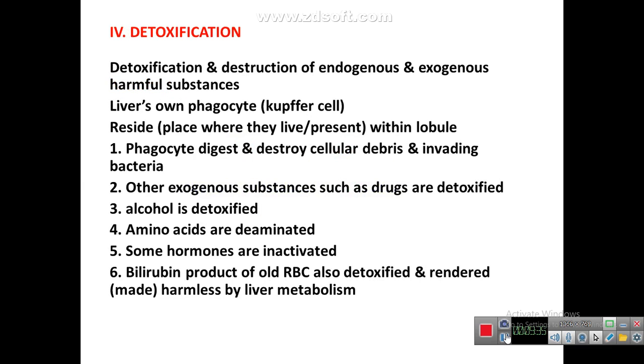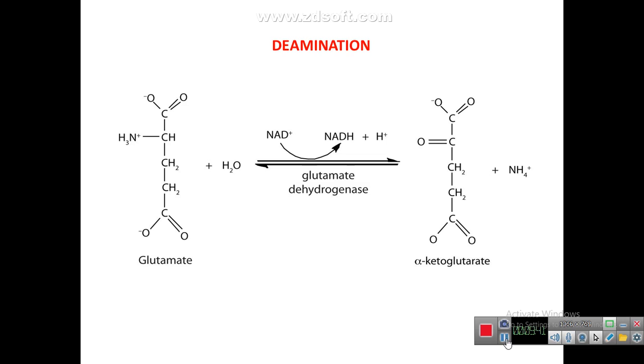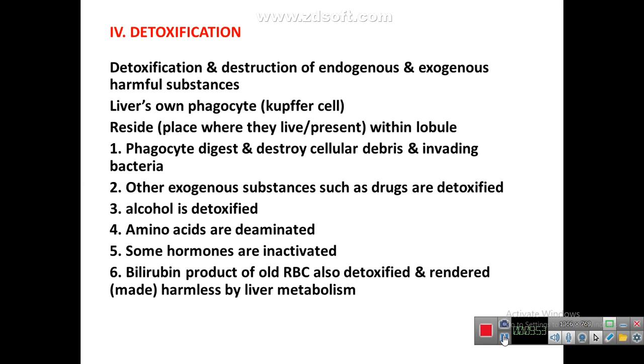Fourth, amino acids are deaminated in the liver. This is an example of deamination. When glutamate is converted into alpha ketoglutarate, it results in the release of ammonium ions. Some hormones, if they are present in excess of the body's need, will become inactivated in the liver. And last, bilirubin, the product of old RBCs, is also detoxified and rendered harmless by liver metabolism.